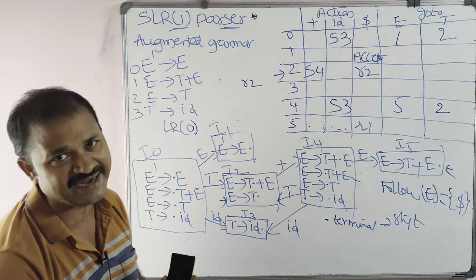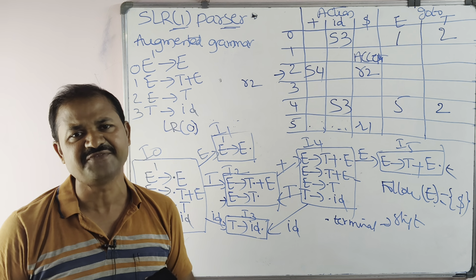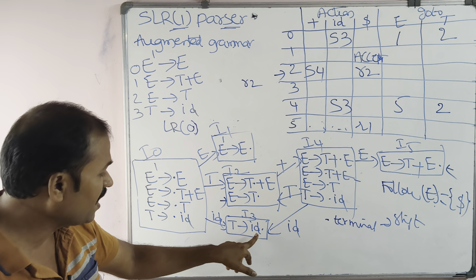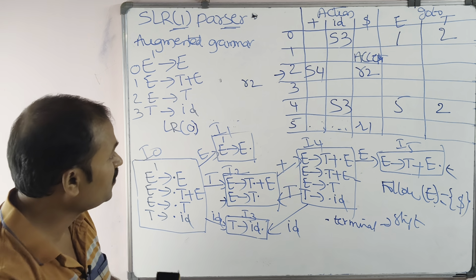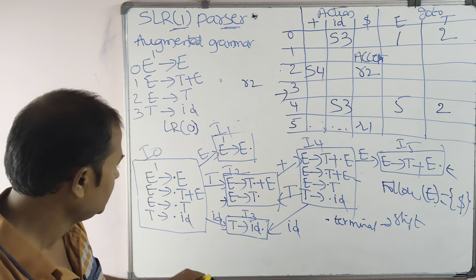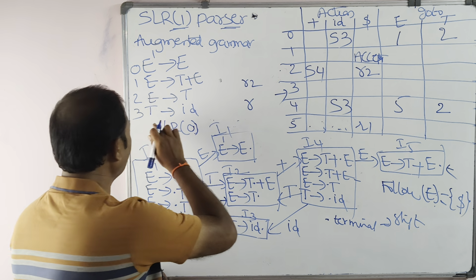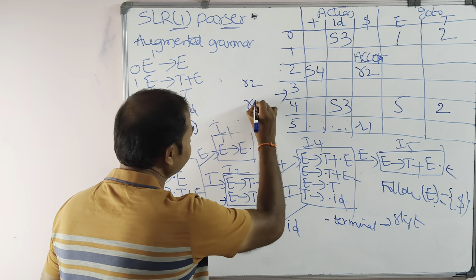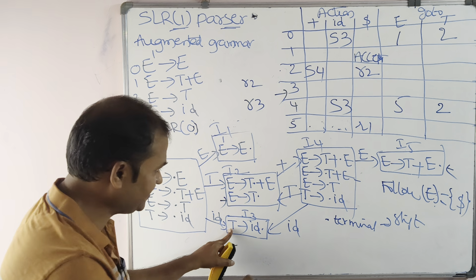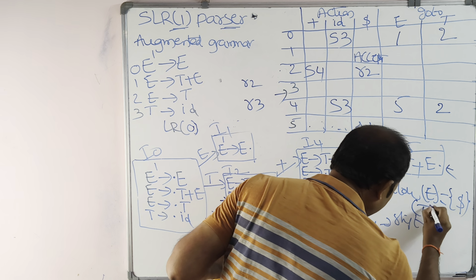T produces ID. What is the T produces ID final item? T produces ID dot. So here we have T produces ID dot. What is the state number? Third state. So now we have to write R. What is the production number? R3. So let us calculate the follow of the left hand side, follow of T.